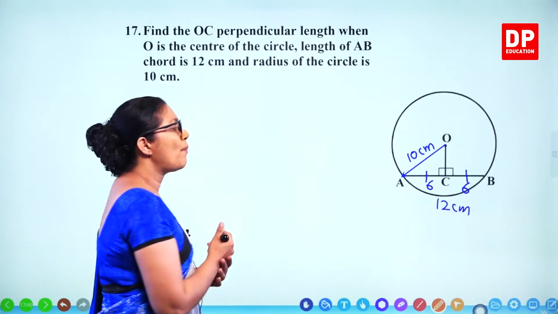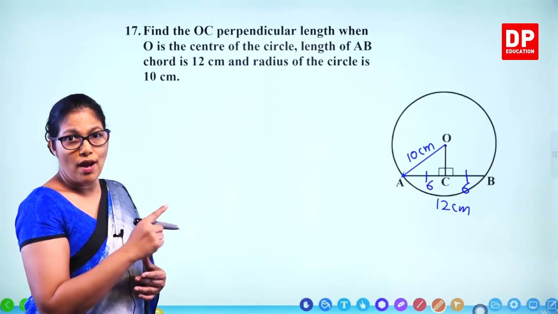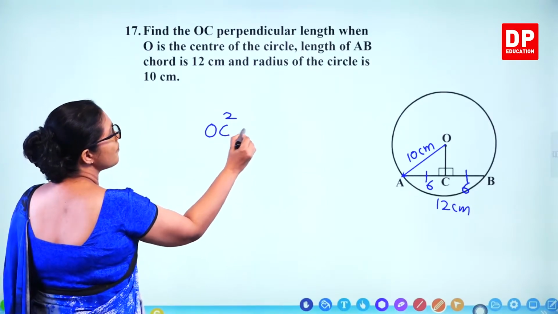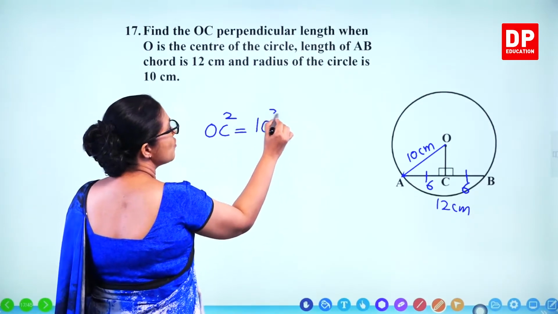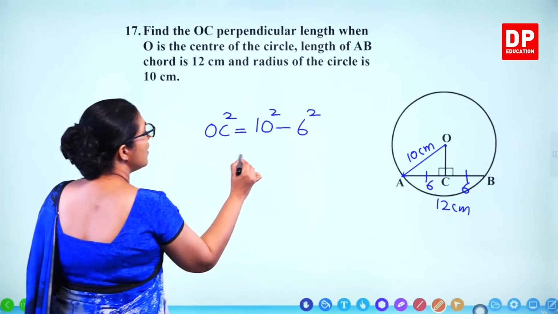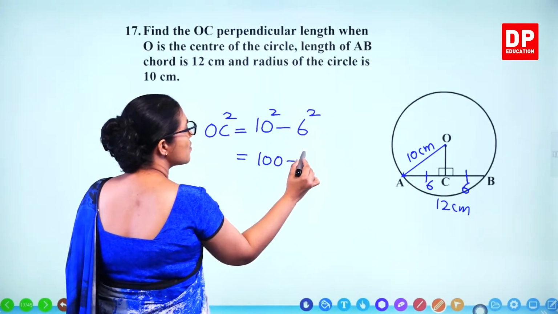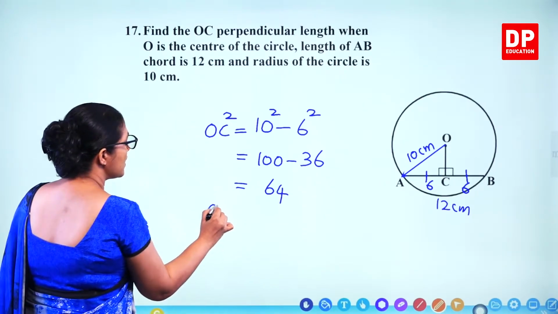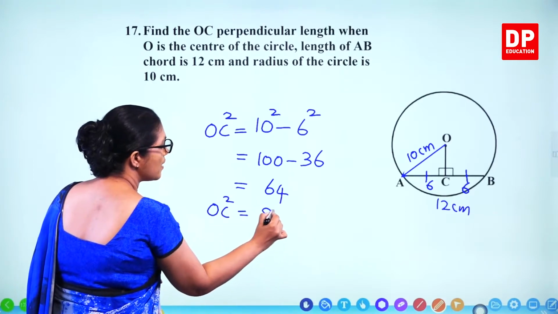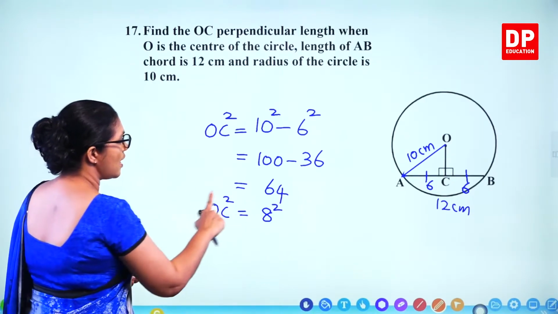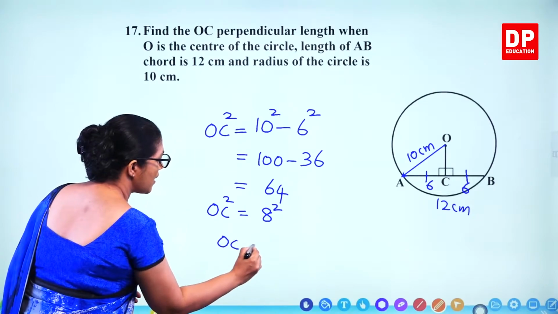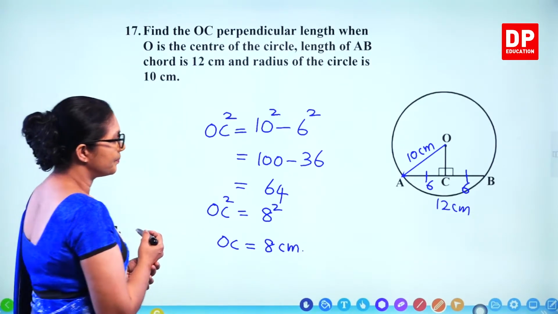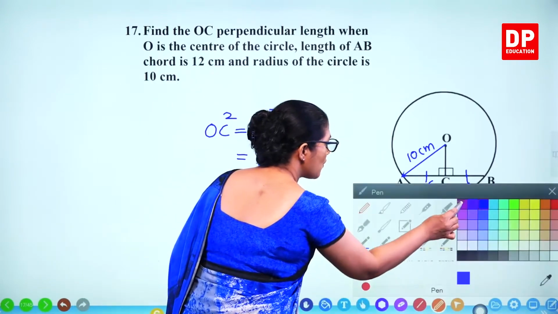Now we can use the Pythagoras theorem for the right angle triangle. So what is OC squared? Hypotenuse is 10. 10 squared minus 6 squared. 10 squared is 100. 6 squared is 36. You get 64. What is 64? It's a square number, 8 squared. So OC becomes 8 centimeters. So you get 2 marks for that.